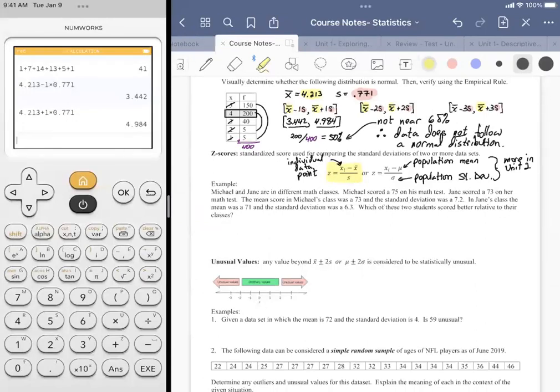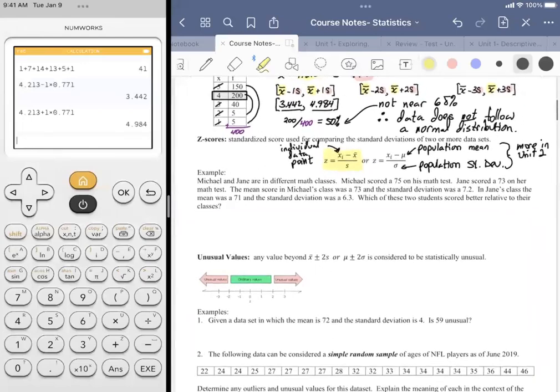All right, let's dive right in. Michael and Jane are in different math classes. Michael scored a 75 on his math test. Jane scored a 73 on her math test. The mean score in Michael's class was 73, standard deviation was 7.2. In Jane's class, the mean was 71 and standard deviation was 6.3. Which of these 2 students scored better relative to their classes? Key term there, relative to their classes.